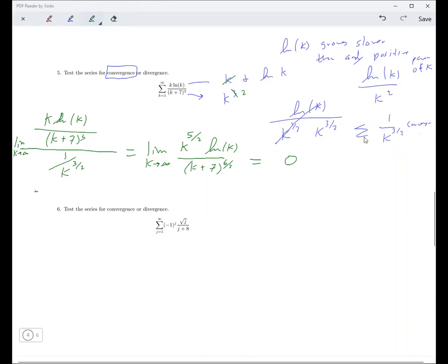I guess that's what we said right here. I'm just doing it formally. And in limit comparison, if the limit is 0 and the one in the denominator converges, then in the limit, that means that this is smaller than that, basically. And so then it will converge. Okay.